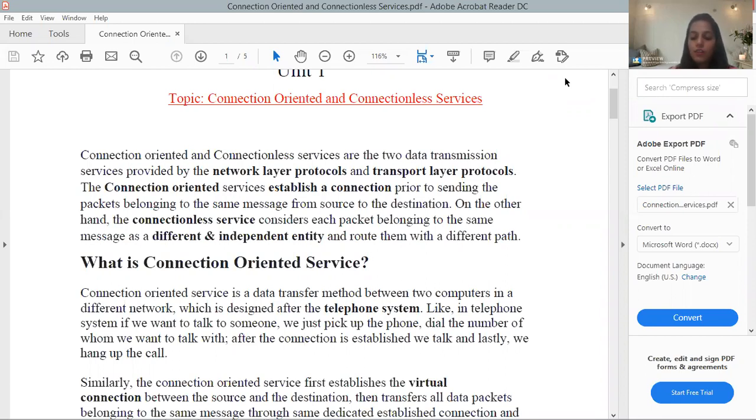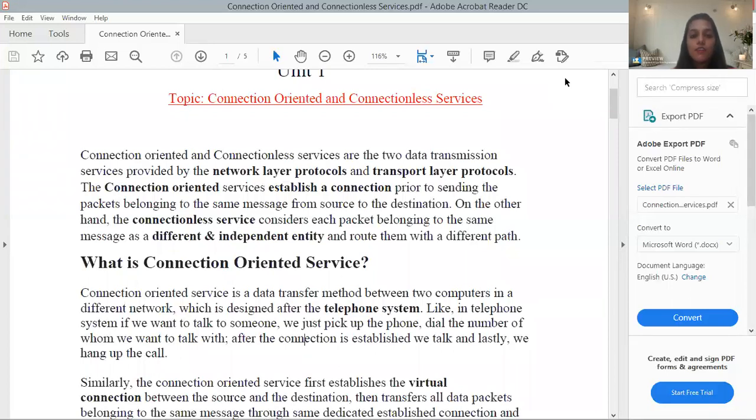So, our today's topic is connection oriented and connectionless service. As the name suggests, what is connection oriented and connectionless? Basically, connections are made in both types of services, connection oriented and connectionless.